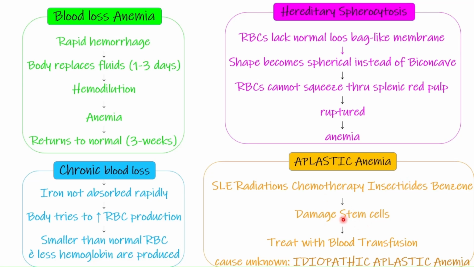So what is the treatment of aplastic anemia? Number one, we should stop the insult which is causing the aplastic anemia. And then we can give blood transfusions to counter the decrease in production. If we don't know the cause, then that is known as idiopathic aplastic anemia. So this is it. We have discussed the morphological classification of anemias and a few other points regarding the anemias.